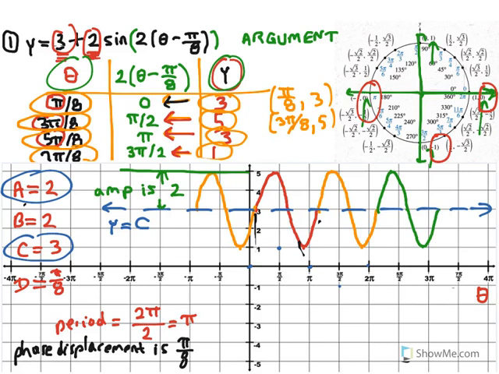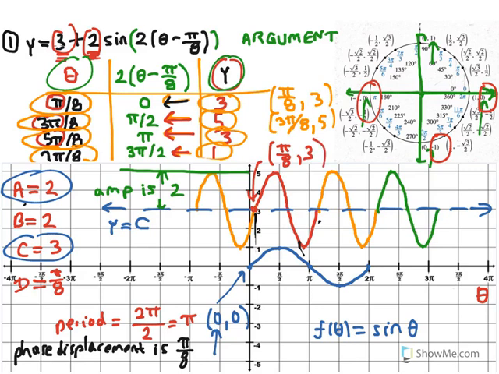To help you understand what we mean by phase displacement is pi over 8, let's look at the graph of the parent sine function. F of theta is equal to sine of theta, which I will show in blue. We know sine of 0 is 0, sine of pi over 2 is 1, sine of pi is 0, sine of 3 pi over 2 is negative 1, and sine of 2 pi is 0. So you can see that this cycle of the sine graph starts at 0, 0, where the input value is 0. And if you look at the red cycle shown on the graph of our function that we just graphed, you can see that the red cycle starts at pi over 8 for the input value, and the output value is 3. So you can see that each cycle of the sine wave starts at a point that is on the midline axis.